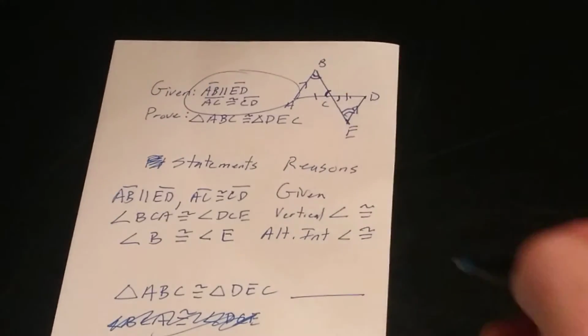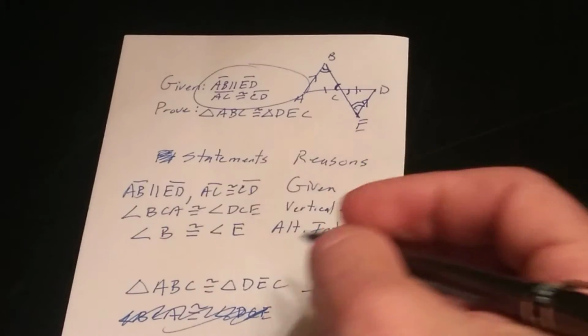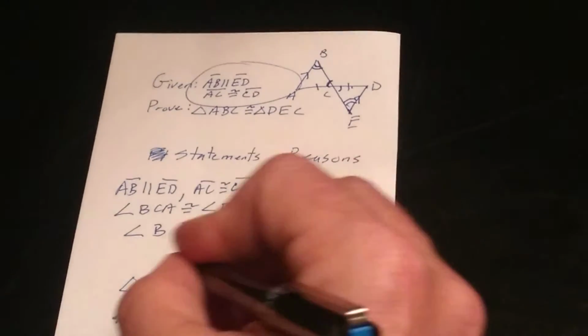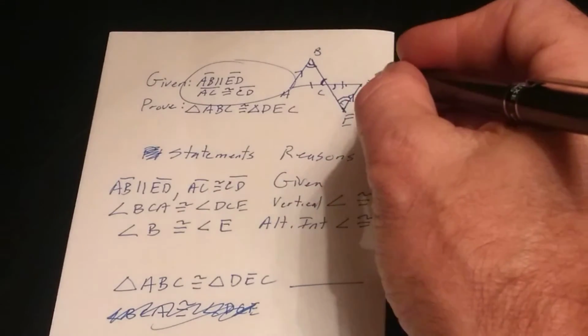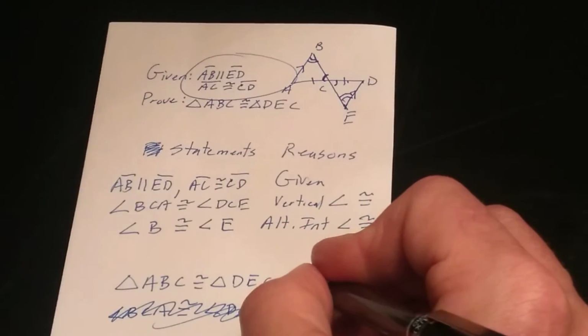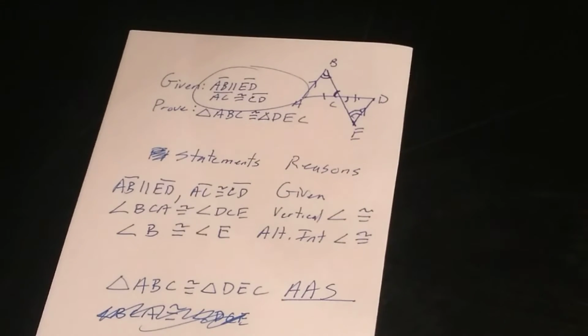If it was right there, it would be angle side angle. And if I had actually marked these two angles, it would be angle side angle. But the reason this is, we've already got our reason: triangle ABC is congruent to DEC because of angle angle side. So that's a basic proof.